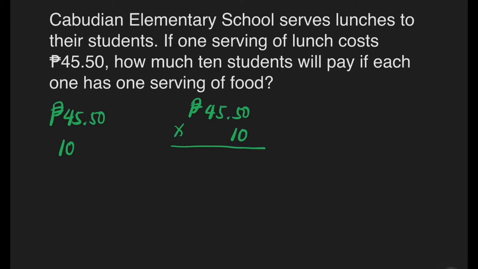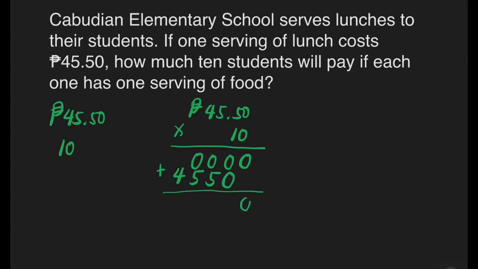Are we ready? 0 times 0 is 0. 0 times 5 is 0. 0 times 5 is 0. And 0 times 4 is 0. Next line: 1 times 0 is 0. 1 times 5 is 5. 1 times 5 is 5. And 1 times 4 is 4. Then we are ready to add our partial products.